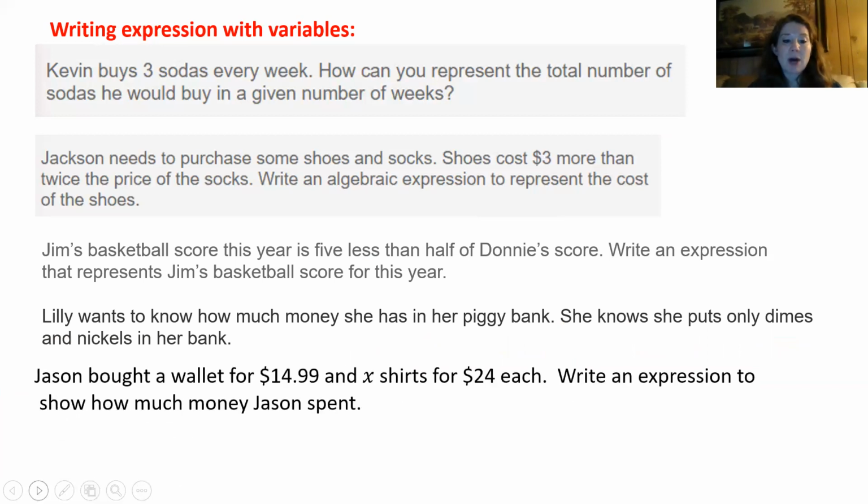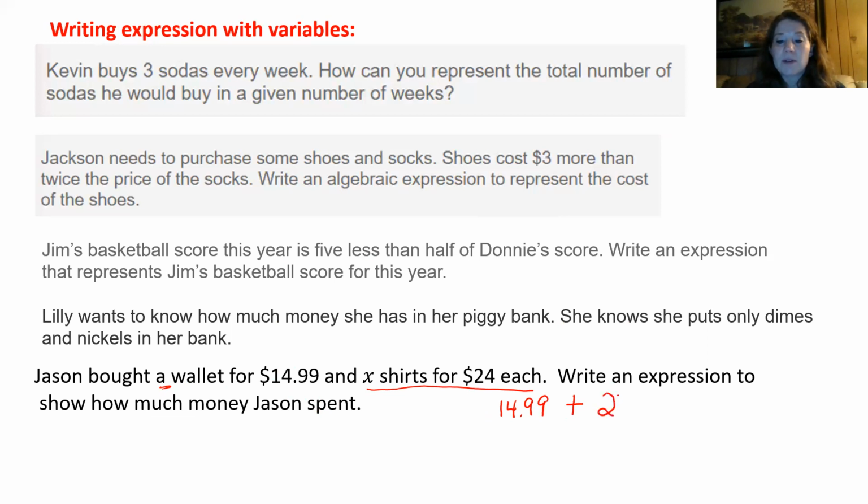All right, Jason bought a wallet for $14.99 and X number of shirts for $24. Well, how many wallets did Jason buy? It says a wallet. So he spent one quantity of $14.99, plus he bought some shirts. We don't know how many he bought, but we know that each of them is $24.